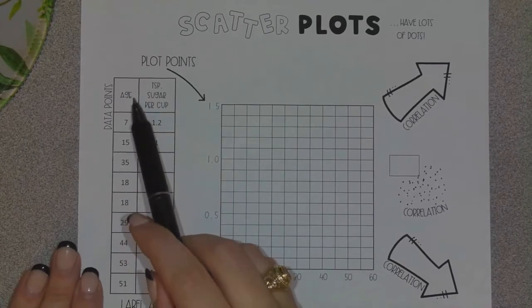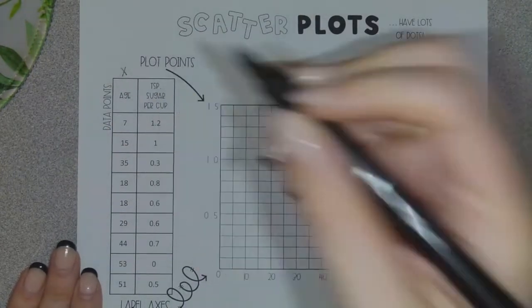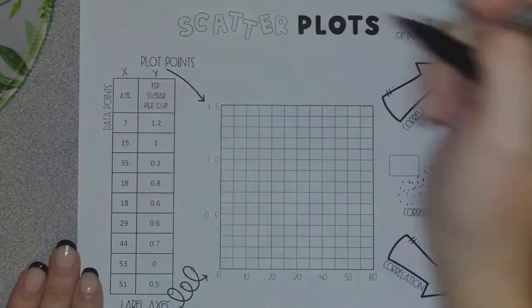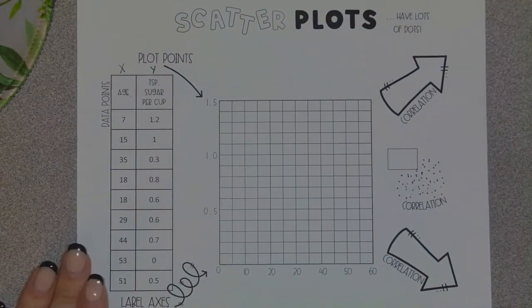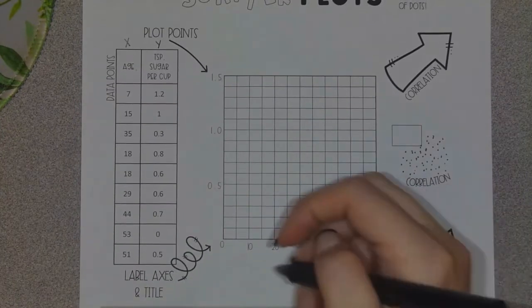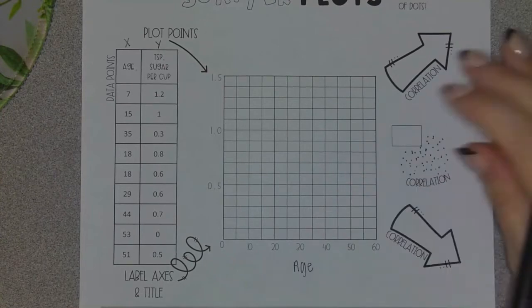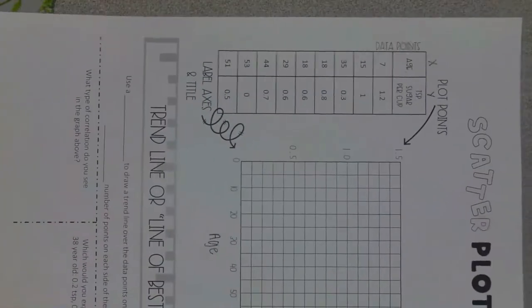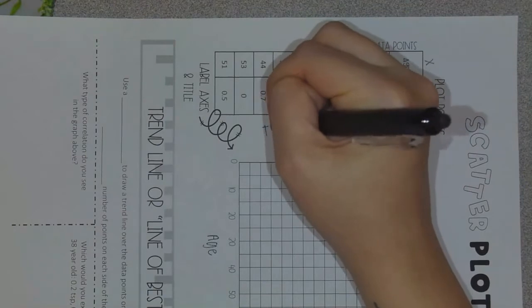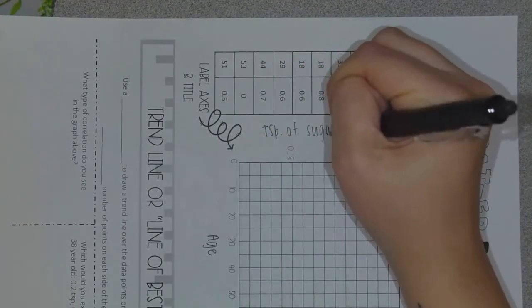So it looks like my x-axis is going to be the age, and my y-axis is teaspoon of sugar per cup. So I'm going to go ahead and label my axes with those titles. So we said our x was the age. I'm going to turn it sideways so I can write my y-axis. My y-axis is teaspoon of sugar per cup.